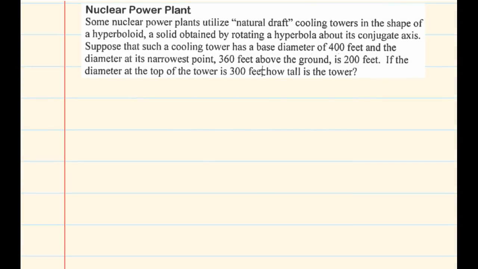It says some nuclear power plants utilize natural draft cooling towers in the shape of a hyperboloid, a solid obtained by rotating a hyperbola about its conjugate axis. Suppose that such a cooling tower has a base of 400 feet and the diameter at its narrowest point, which is 360 feet above the ground, is 200 feet. If the diameter of the top of the tower is given, our job is to find out how tall the tower is. So we're going to start by drawing a representation of this.